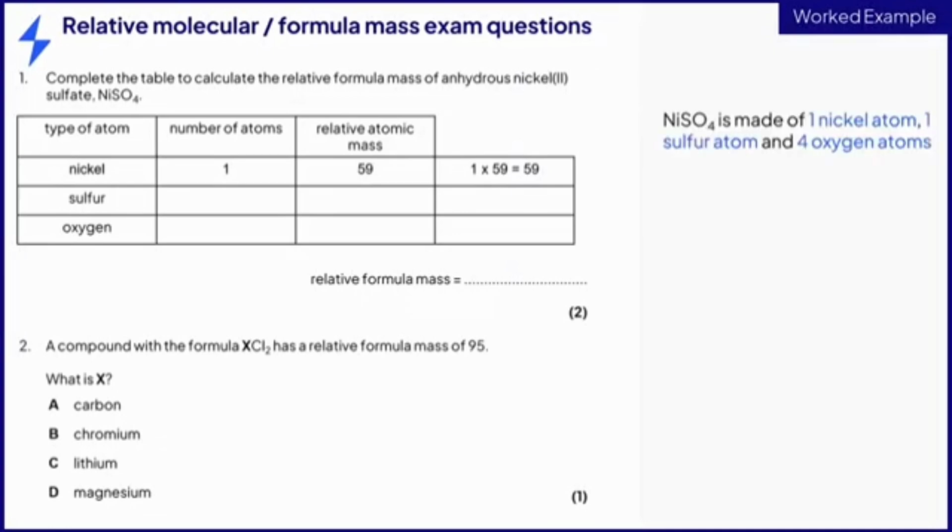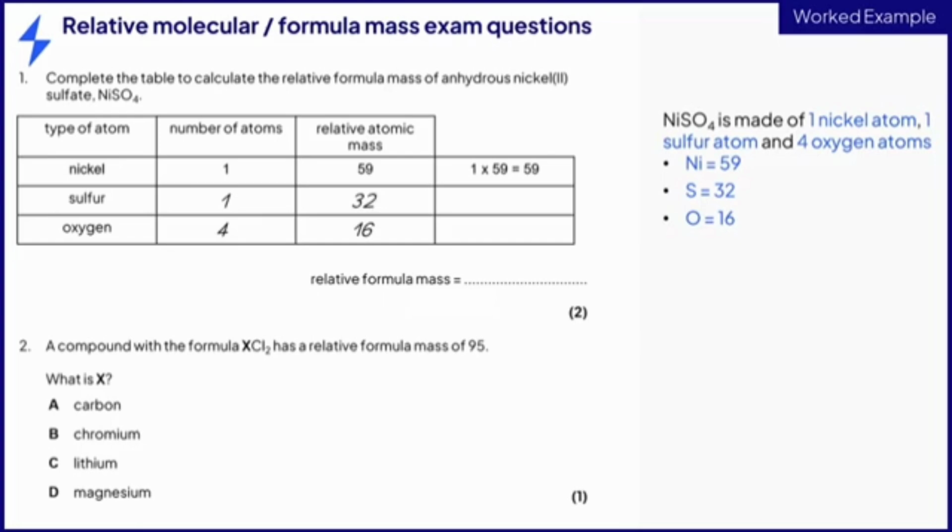NiSO4 contains 1 nickel atom, 1 sulfur atom, and 4 oxygen atoms. Remember, the small number belongs to the element before. This means that the answer, as shown, contains 1 nickel atom. It also contains 1 sulfur atom and 4 oxygen atoms. From the periodic table, nickel has a relative atomic mass of 59, as shown in the answer. Sulfur has a relative atomic mass of 32, and oxygen has a relative atomic mass of 16. These values can now be filled into the table.